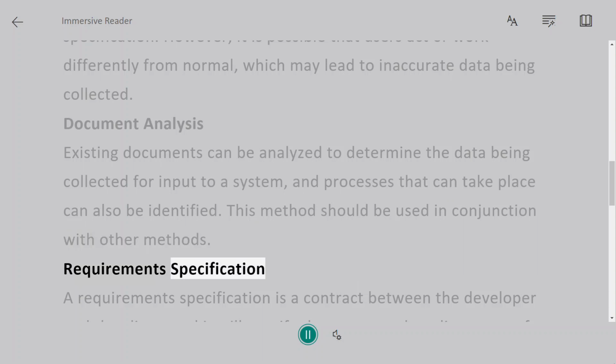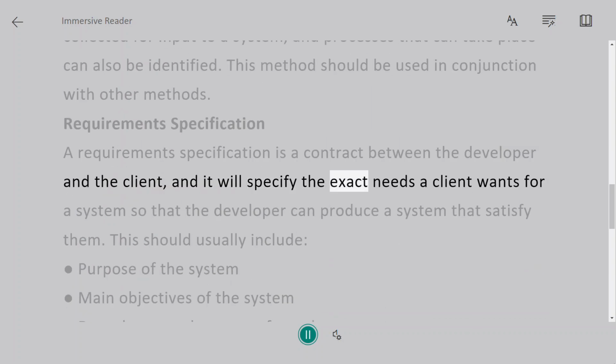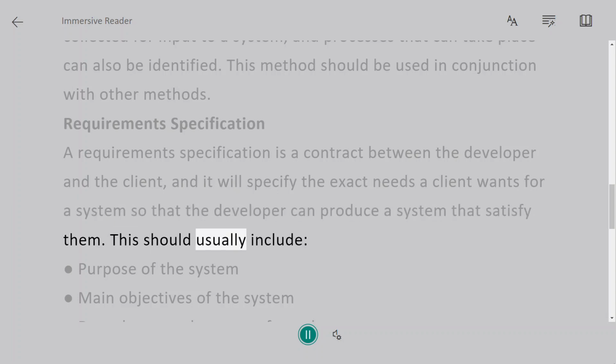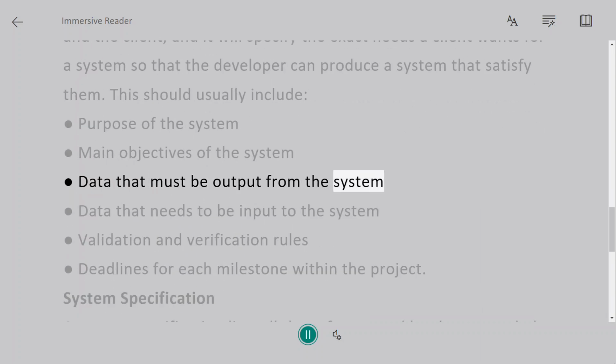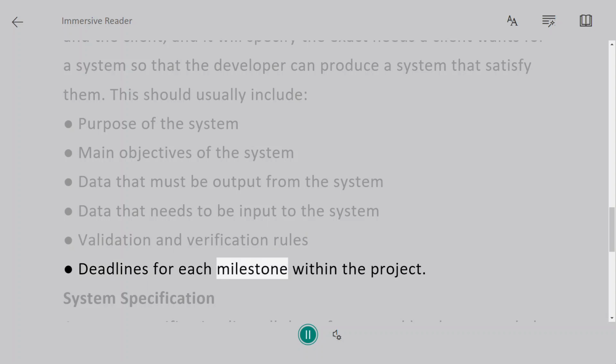Requirements specification. A requirements specification is a contract between the developer and the client, and it will specify the exact needs a client wants for a system so that the developer can produce a system that satisfies them. This should usually include the purpose of the system, main objectives of the system, data that must be output from the system, data that needs to be input to the system, validation and verification rules, and deadlines for each milestone within the project.